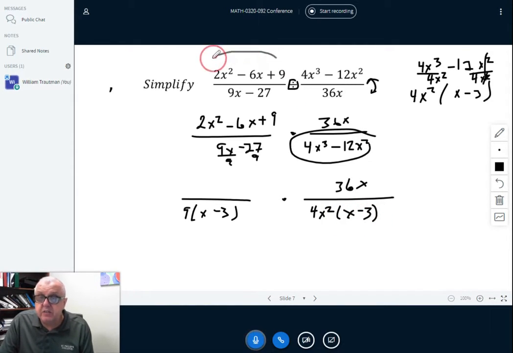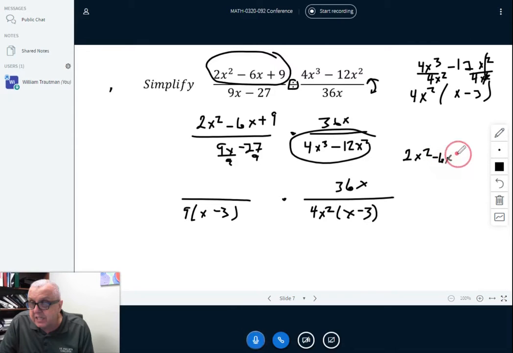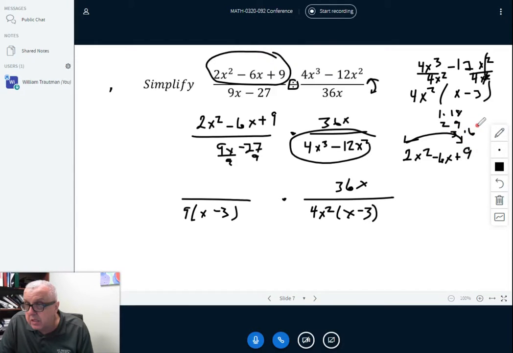Now we have to factor this using the AC method again. 2x squared minus 6x plus 9. Multiply these two together. The A and the C is 18. I get 1 times 18, 2 times 9, 3 times 6.